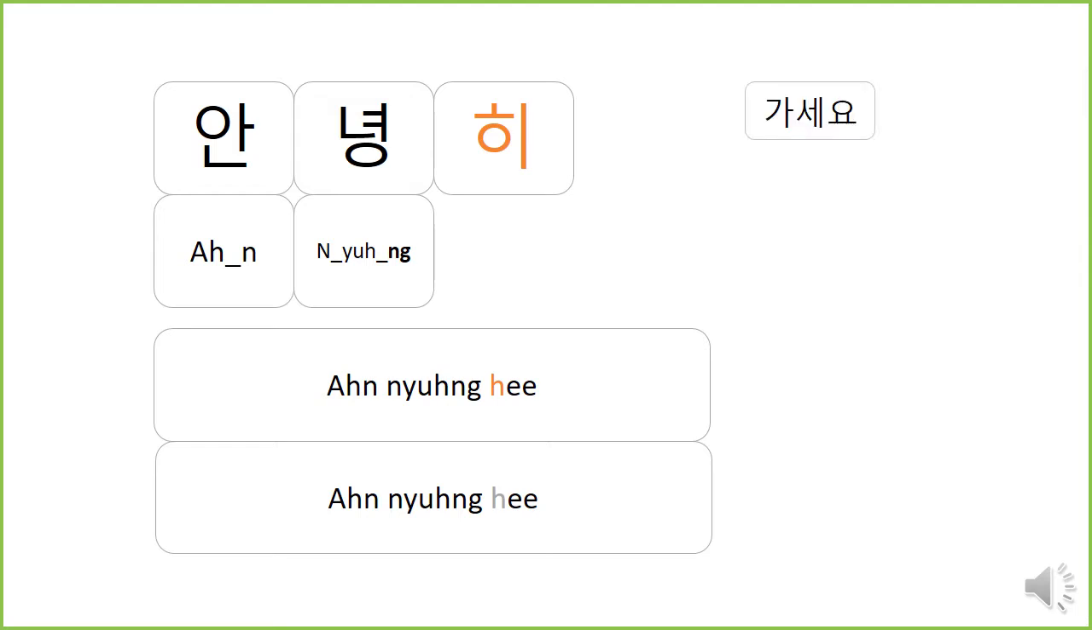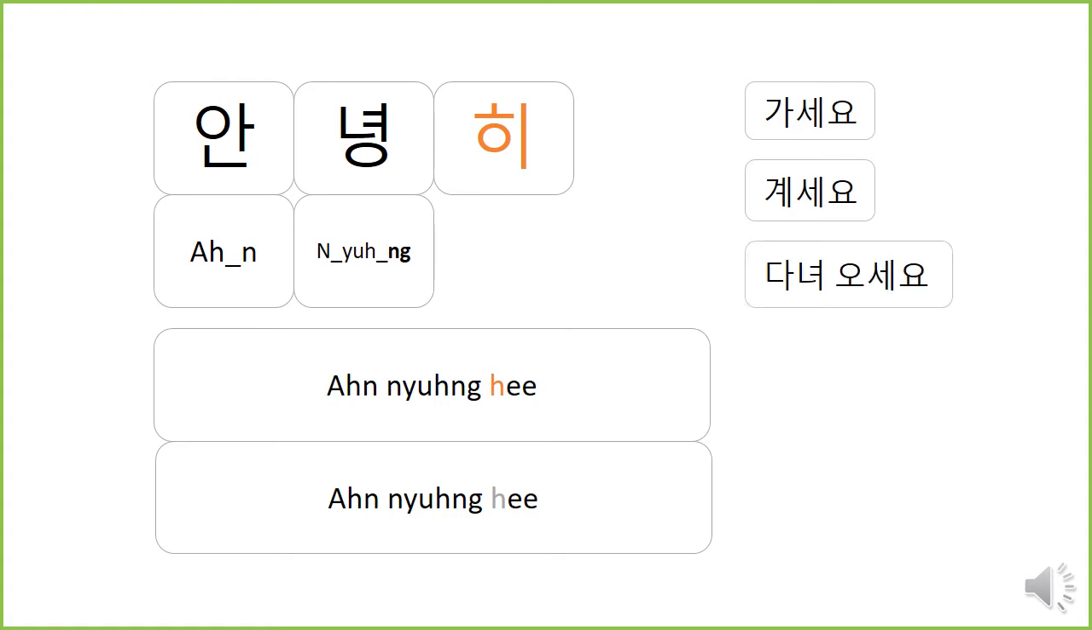안녕히 is used to say 안녕히 가세요. That means go well. 가다 means to go. 안녕히 가세요. That's what you say when you say goodbye. Go well. Leave peacefully. Or if the other person is staying where they are right now, 안녕히 계세요. Stay peacefully where you are.